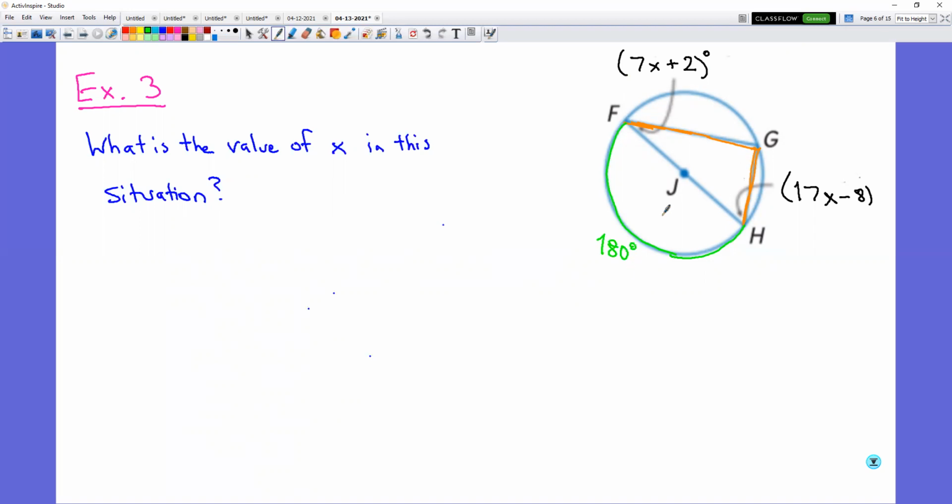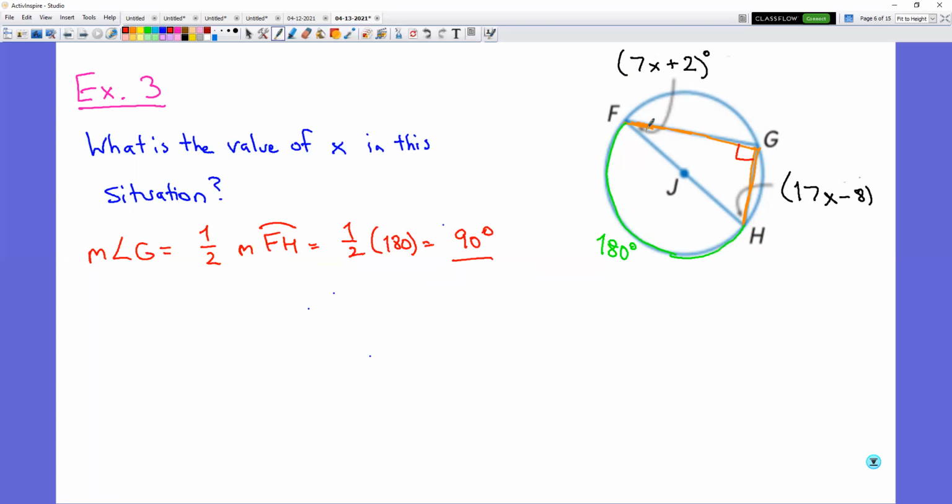So if this arc is 180 degrees, remember angle G is an inscribed angle. If it's an inscribed angle, remember the inscribed angle is half of the arc that it's intercepting. So angle G in this situation is just going to be half of whatever the arc FH is, and that's just 1/2 times 180. So 1/2 of 180 is 90 degrees. Therefore, angle G is a right angle, so this is a right triangle that we're dealing with.